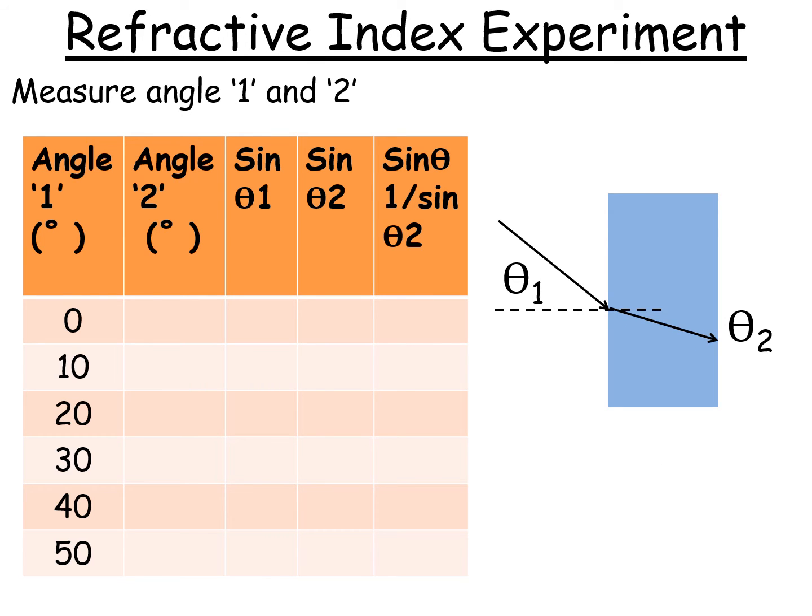Okay, now this is where we do the experiment, so I'm going to just sit through this fairly quickly, but all it is that you would be measuring different angles of incidence and the corresponding different angle of refraction, and then you take the sine of the angle of refraction and the sine of the angle of incidence, and you divide the two, and then you hopefully should get some interesting results.